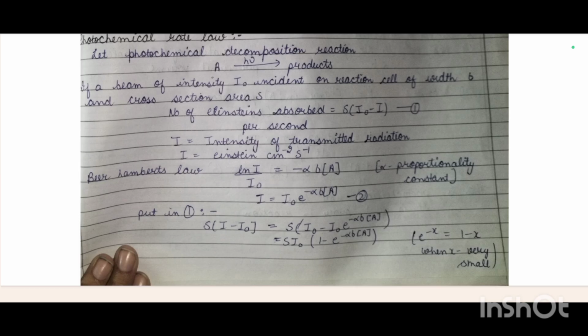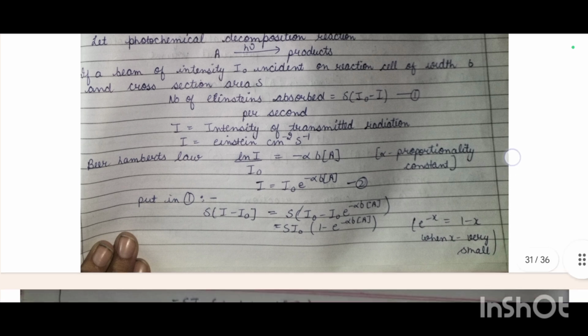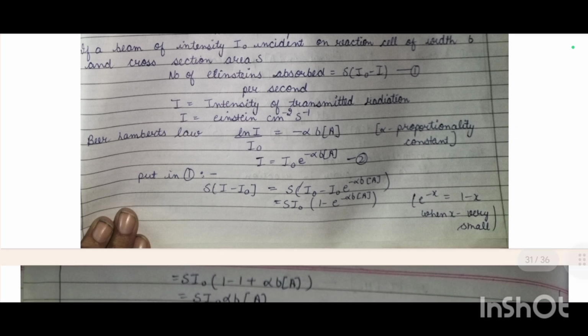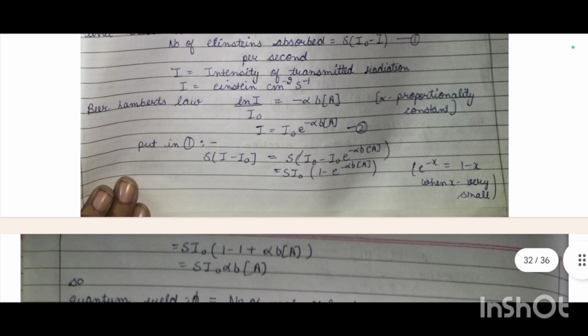I is the intensity of the transmitted radiation, and I naught is in Einstein per centimeter squared per second. Beer-Lambert's law: ln(I divided by I naught) is equal to minus alpha b multiplied by [A], and I is equal to I naught e raised to the power minus alpha b multiplied by [A].